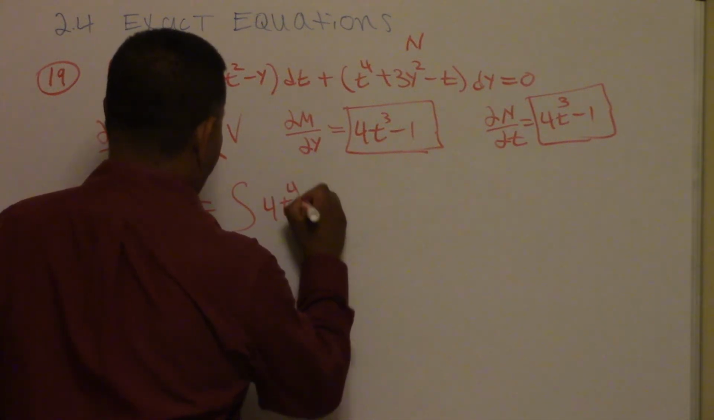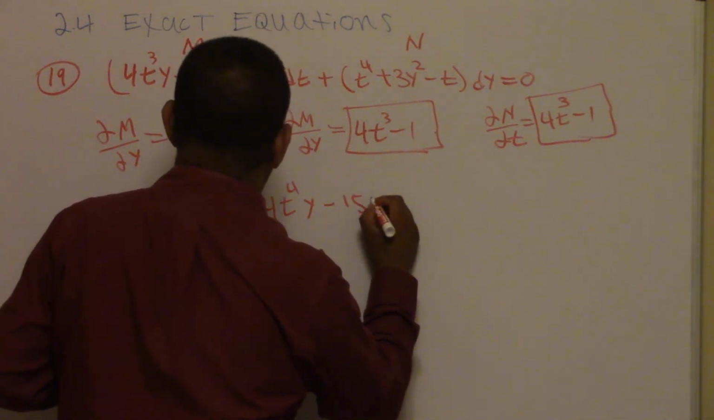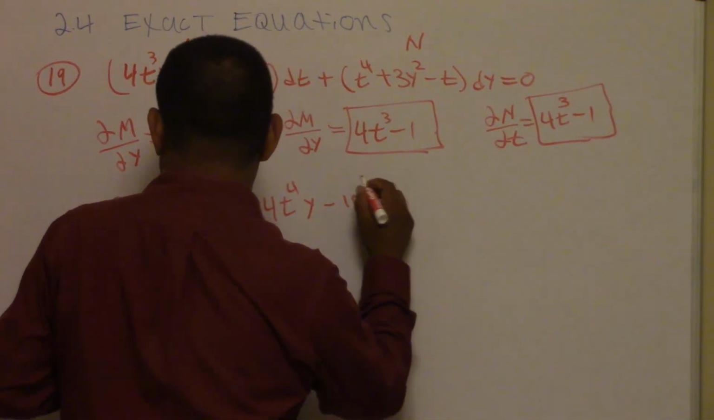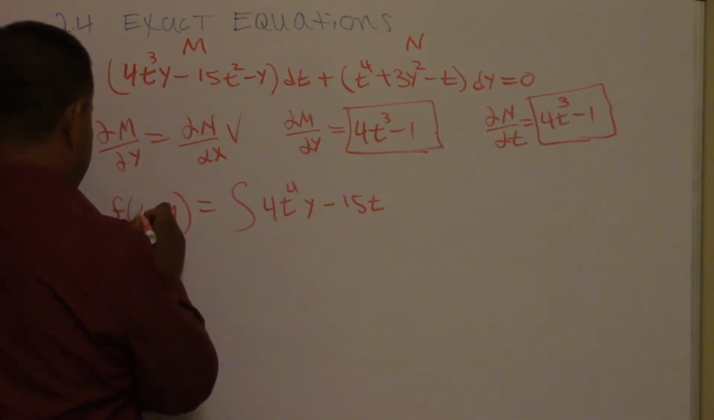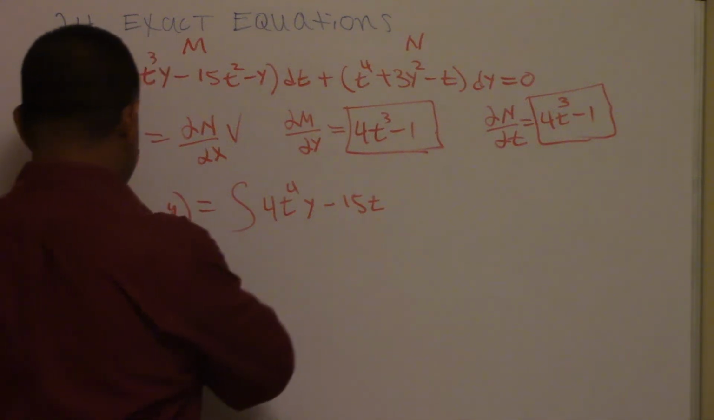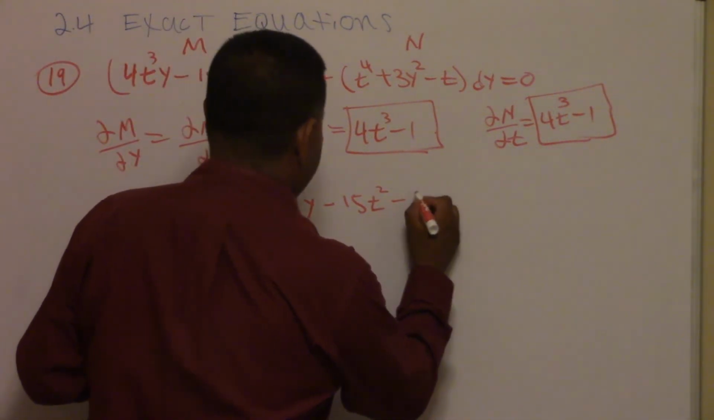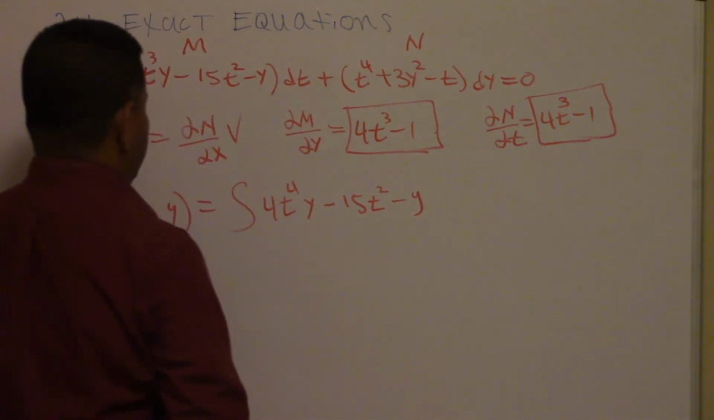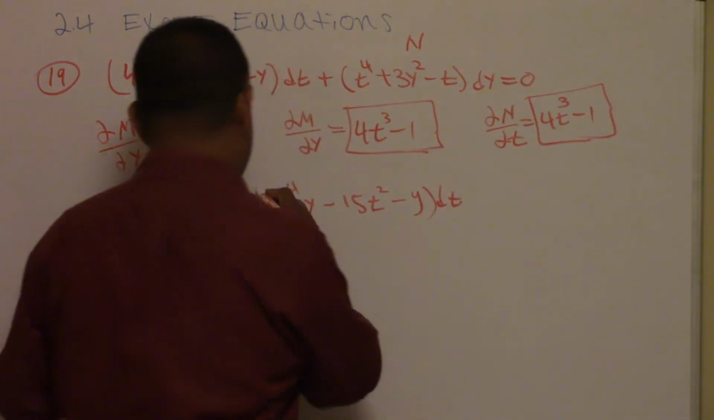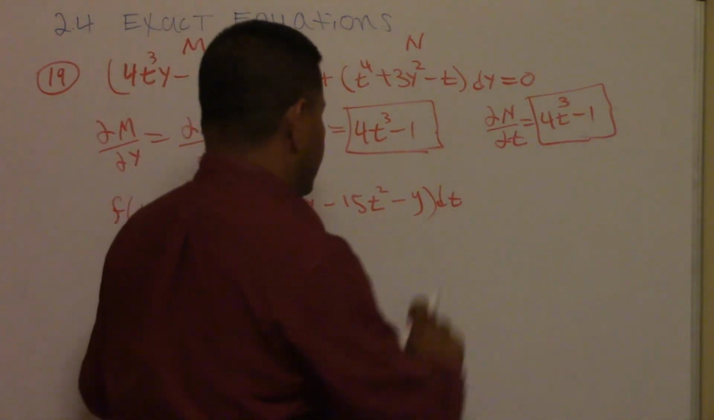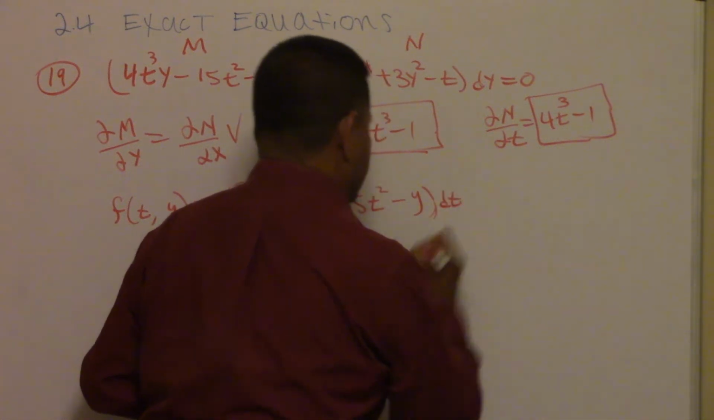4t to the 4th y minus 15t, sorry, this is supposed to be t, 15t squared minus y, dt. Now I am integrating with respect to t.